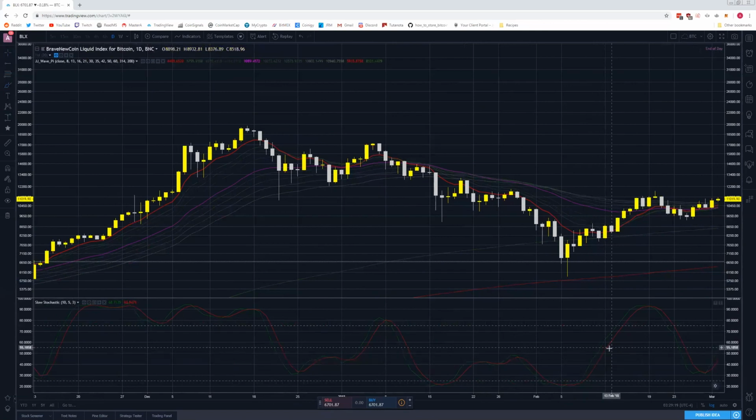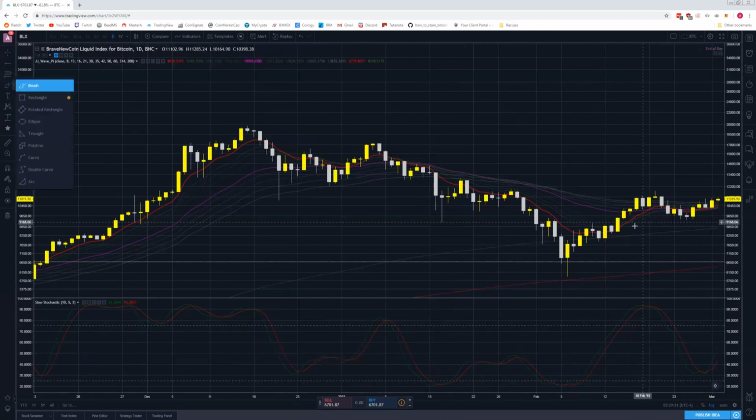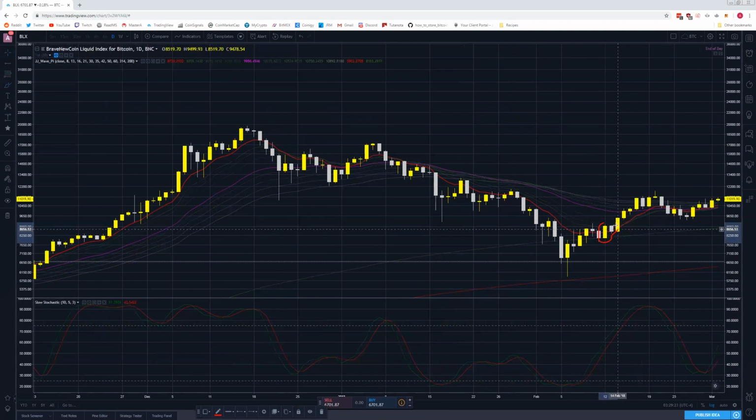If you enter on the bottoming tail, your stop goes below there. Or maybe you waited till your cycle was already rising. Maybe you entered on a bullish engulfing here. There are plenty of opportunities. This is a BCI, bullish engulfing right there.